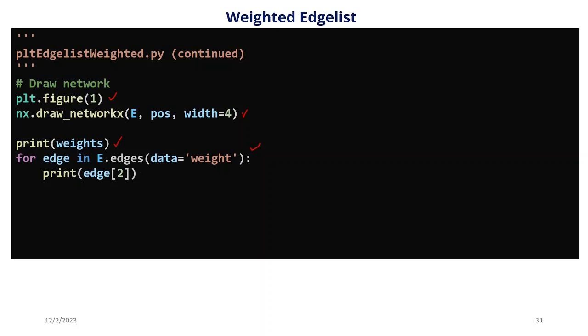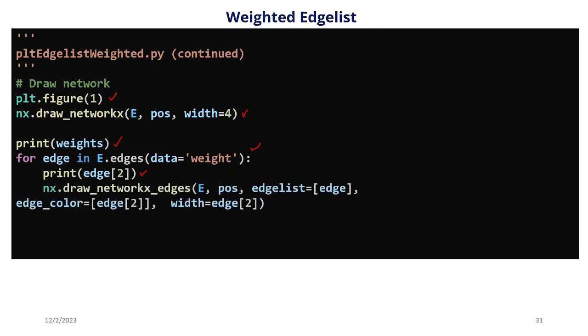So let us print edge 2 and see what actually comes out. Remember, there are 3 data. So there is edge 0, which is the first node. There is edge 1, which is the second node, and there is edge 2, which will be the weight in this case. So we want to use that edge 2.